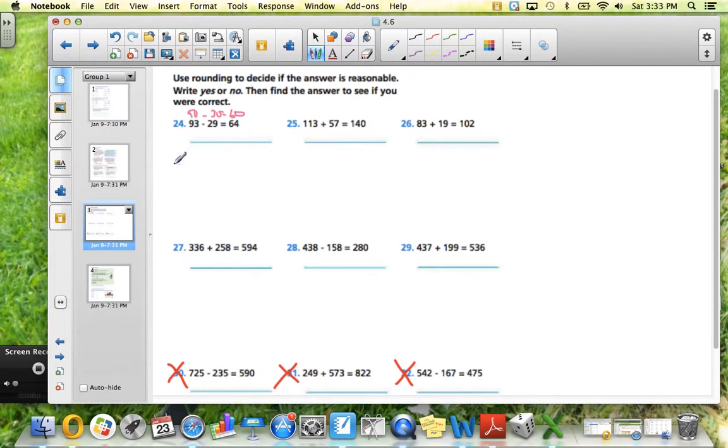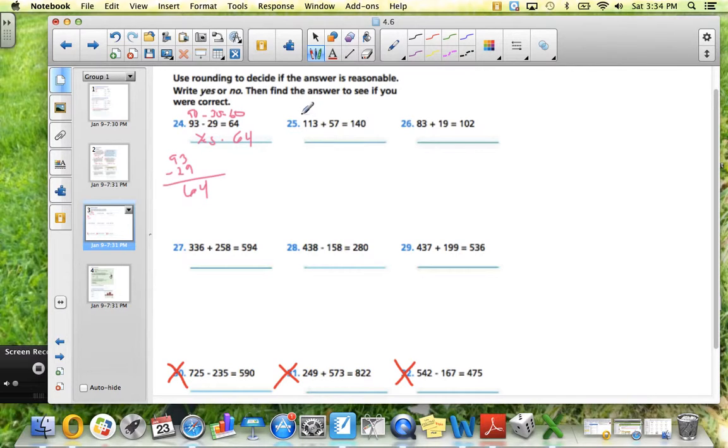And I'm saying it because I know you can't read that. Sorry, guys. And then, is that reasonable? I'm going to go ahead and say yes. 90 minus 30 does equal 60. And then we need to find the answer to see if we were correct. So we would do 93 minus 29 and then find the answer to be 64. Man, sorry guys, my handwriting is bad. And we'll write the answer up here, 64.